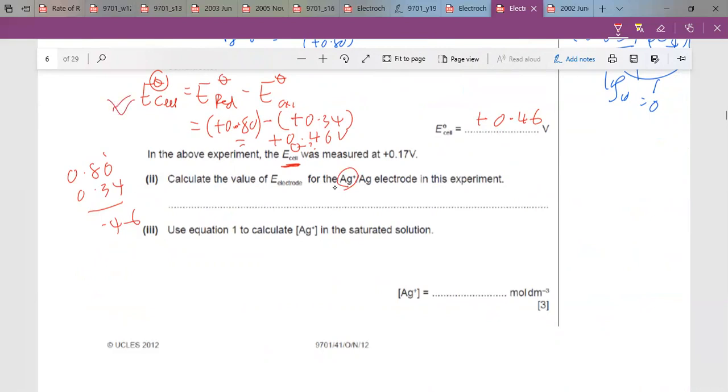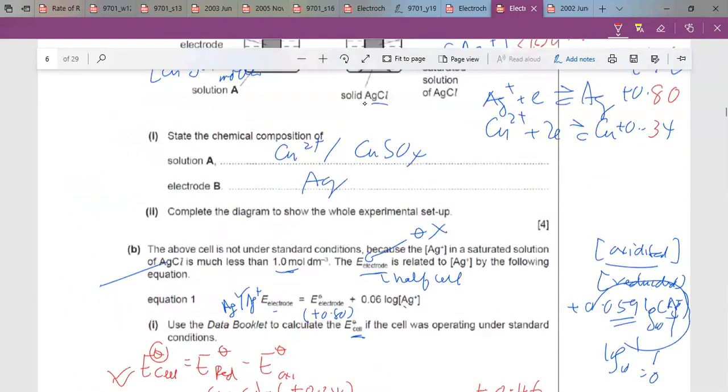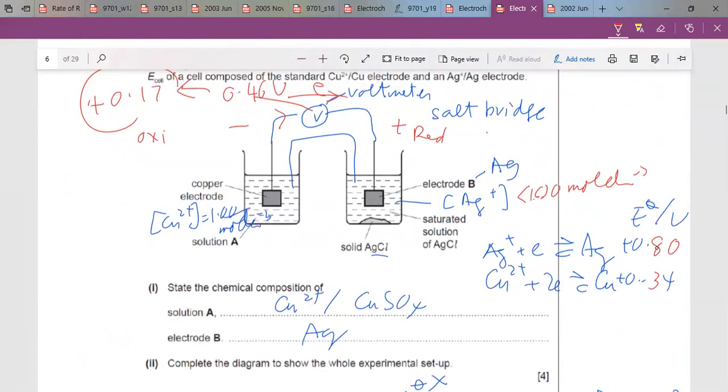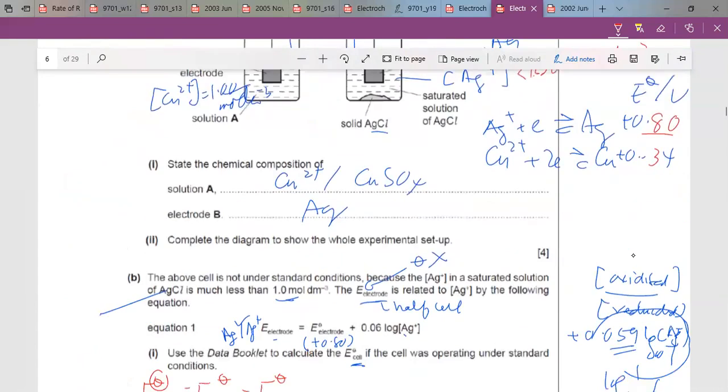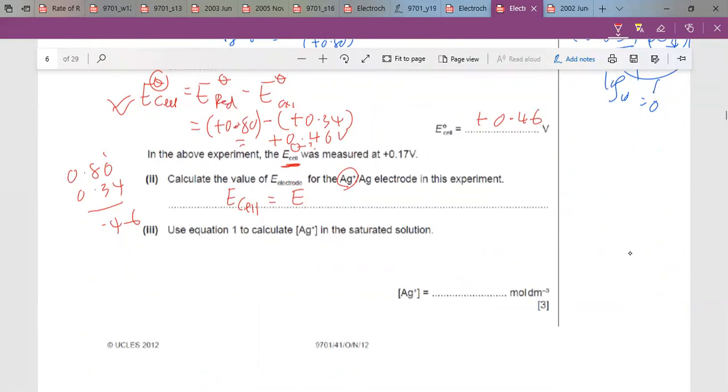So remember here's an E cell. Let me put it again. E cell equals E. Reduction is still silver, because silver plus goes to silver. It will go down, but it will not go too far down, only a bit, so it's still positive here. Minus E of copper, copper 2 plus. So the cell is now positive 0.17.